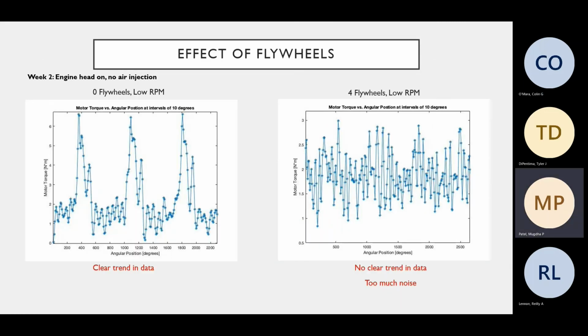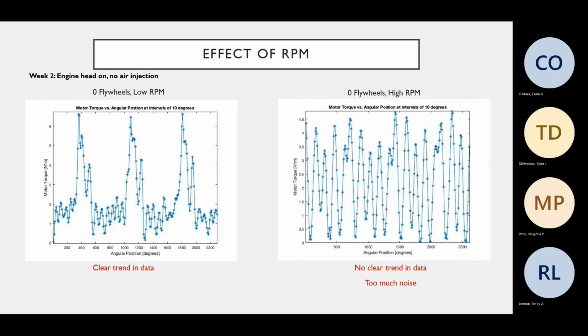However, increasing the number of flywheels, as shown here, adds in some noise in the data, and there's no longer a clear trend. In comparison to 0 flywheels and low RPM, you can see that the engine is going through 3 cycles. A similar effect can be seen with increasing the RPM, even with 0 flywheels. Having a high RPM increases the noise, and there's no longer a clear trend in the data. So through our analysis, we saw that the medium and low speed for 0 flywheels had the clearest data, but the rest of it had a lot of noise.